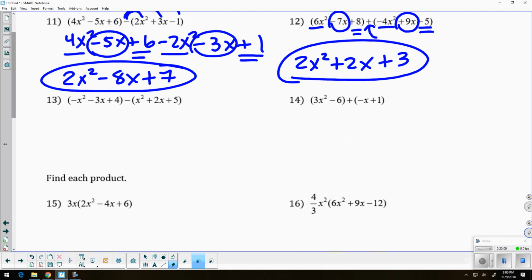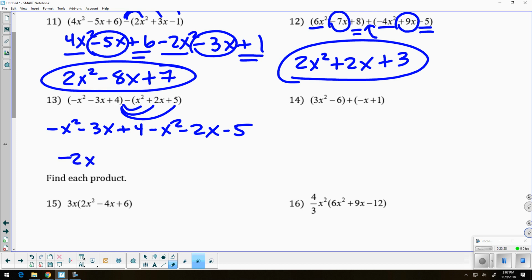So again, make sure you distribute that minus sign because you're subtracting all three terms from the first term. So if you subtract, you got negative x squared minus 3x plus 4. After you distribute, you'd have minus x squared minus 2x minus 5. Again, you're subtracting everything from the first one. So that would give you negative 2x squared minus 5x minus 1, just combining like terms.